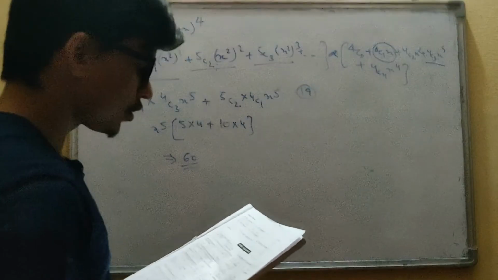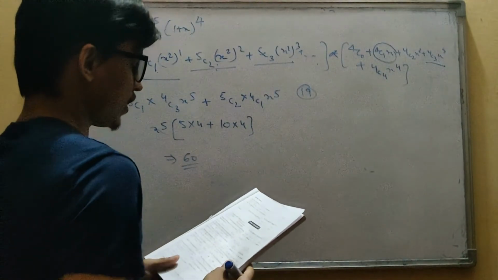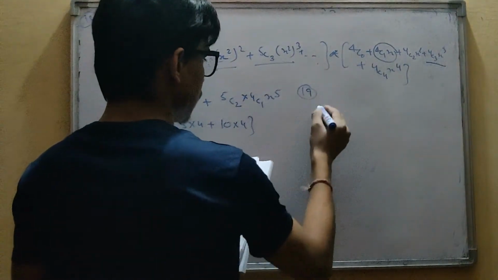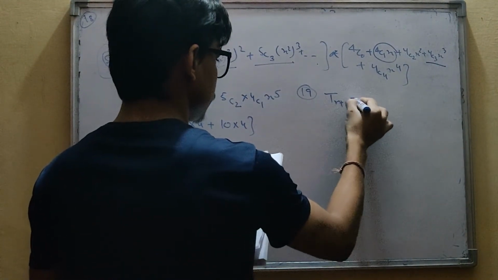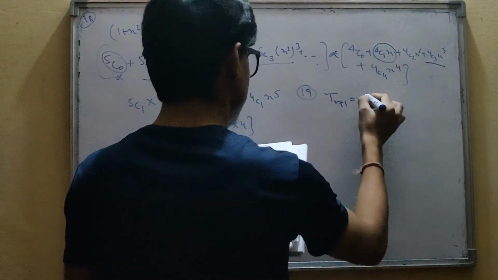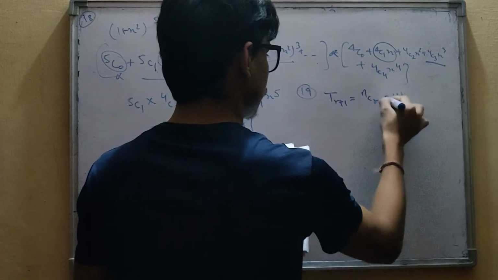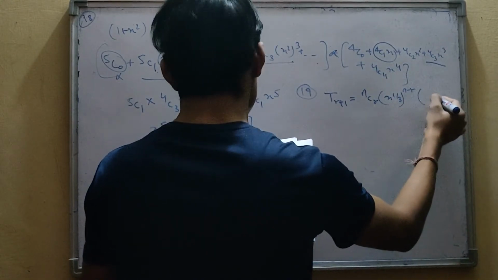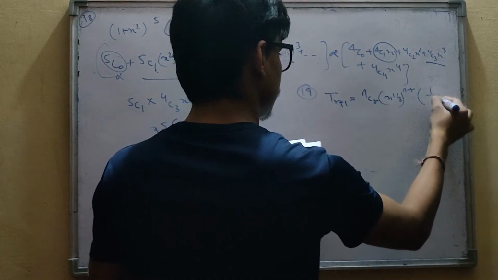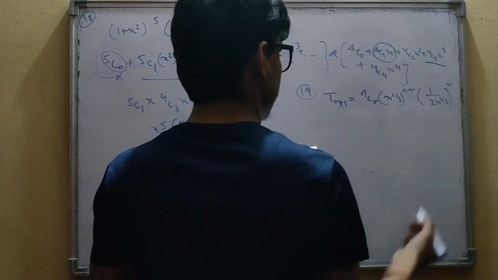They are saying that if the coefficients of x to the power minus 2 and minus 4 in the expansion of this are m and n respectively, then find the value of this. Let's say T(r+1) is the term having the coefficient of x to the power minus 2 for the first term. So it is going to be nCr, (x^(1/3)) to the power n minus r, and (1/(2x^(1/3))) to the power r, right?